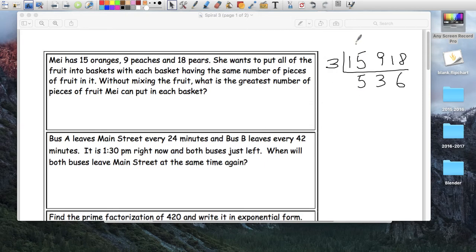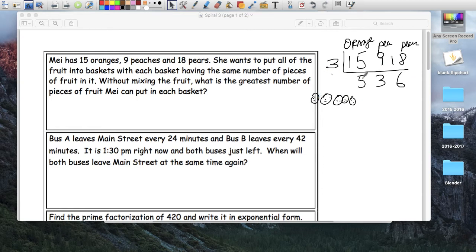So with the 15, this is oranges. This is the 9 peaches, and pears. Which means the greatest number of pieces she can put in each basket is going to be 3. So for the oranges, she's going to make 5 baskets, 1, 2, 3, 4, 5, and each will have 3 oranges.